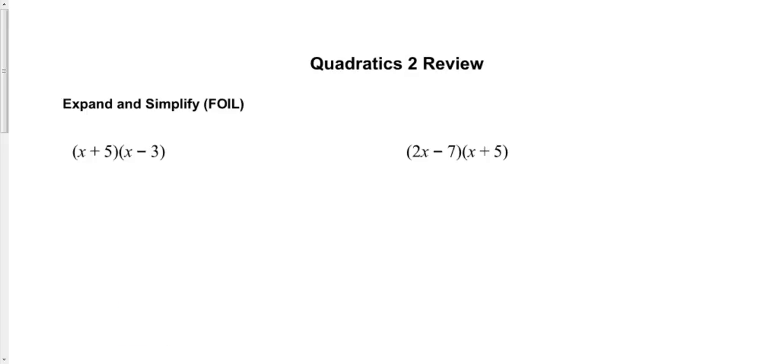We're going to start our quadratics 2 review. We're going to start by looking at expanding and simplifying two binomials, first by multiplying using what we called the FOIL pattern. You may recall that the FOIL pattern means that we're going to be multiplying our firsts, outsides, inside, and last.